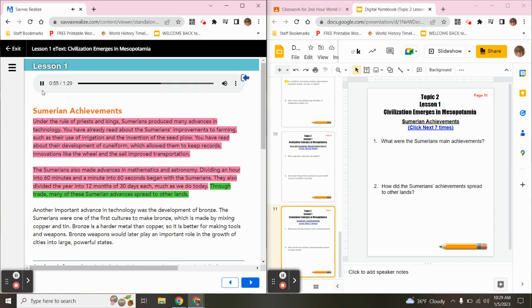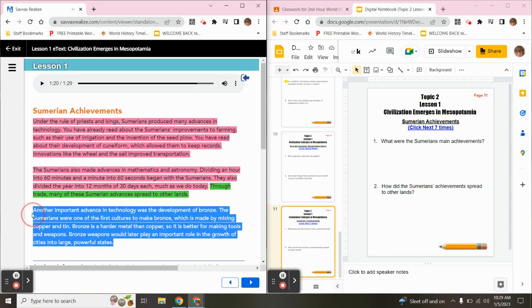Another important advance in technology was the development of bronze. The Sumerians were one of the first cultures to make bronze, which is made by mixing copper and tin. Bronze is a harder metal than copper, so it is better for making tools and weapons. Bronze weapons would later play an important role in the growth of cities into large, powerful states.